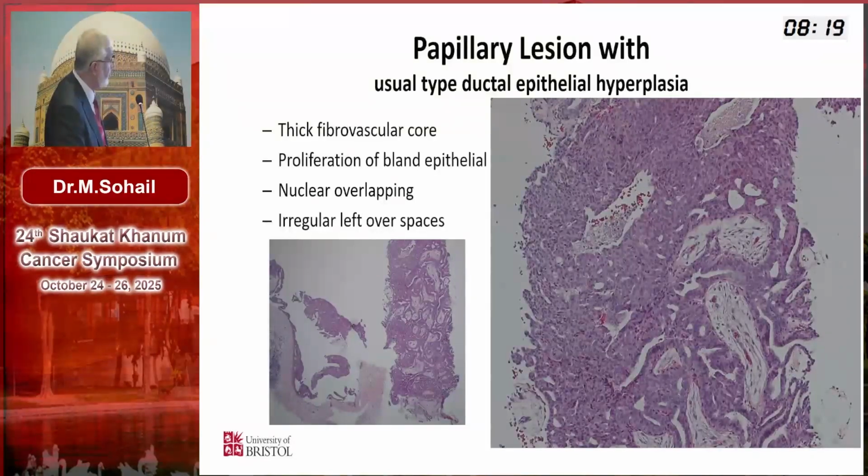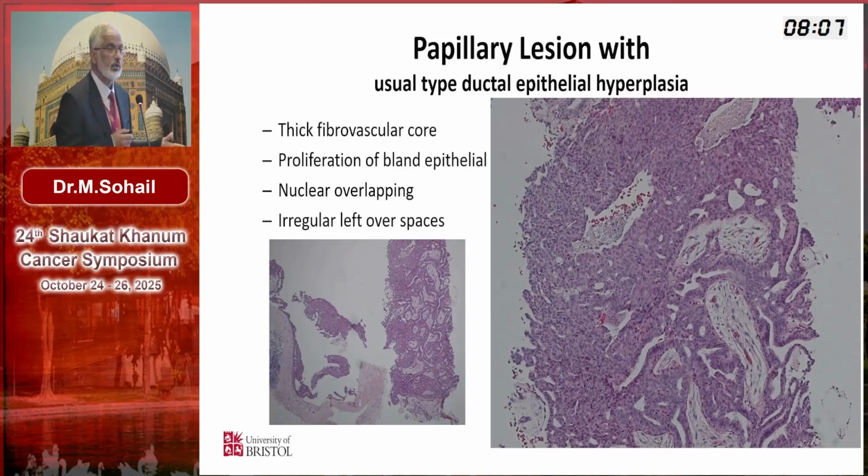Here you can see this is a cystic lesion with papillary formation, and these papillae have got very thick cores. And you can see on this even low magnification, they look quite worrying. There's a lot of epithelial proliferation, but if you look closely, there's nuclear crowding, overlapping, leftover spaces. All the features are those of usual type hyperplasia. I wouldn't do any immunostaining on these cases. I can say confidently that there is nothing here to worry about.